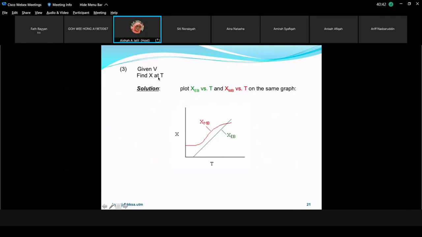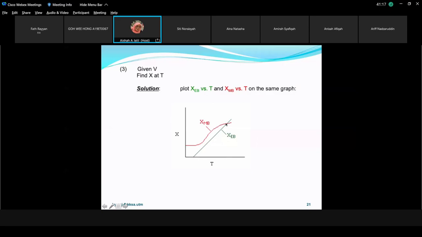You have to find the X and T at the same time by plotting the X energy balance and also X mole balance. So you have to plot this one, XEB, usually the straight line, and the XMB. This is from chapter 1 to chapter 4. You can get this one, and then at the point here, you can get the X and T at the same time.